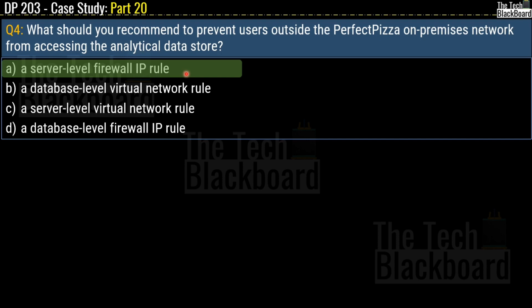Now friends, I understand that you can have different views of the answer for this question. And I would love to hear if you think that option B, C or D could also be the answer to this question. Send your justifications or arguments for the other options if you think that they are the answers to this question. I hope you enjoyed this case study on DP203.